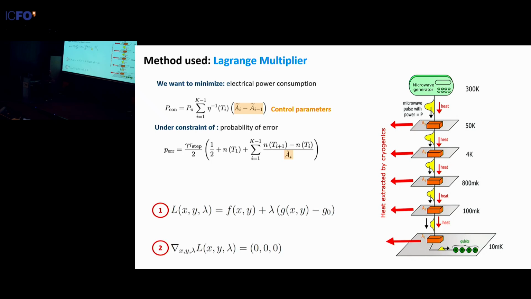So to solve this problem, we use the Lagrange multiplier technique, which shows us that if you want to minimize a function f that depends on x and y, under constraint of another function g that depends on the same x and y, we construct a new function L that depends on the same x and y plus on the Lagrange multiplier parameter. And then we set the gradients of this new function to 0 to find the solution which will minimize the function f. So for our case here, the f is the power consumption, and the g is the error probability that we want to be equal to a certain required error. And the parameters that we optimize are the attenuations.